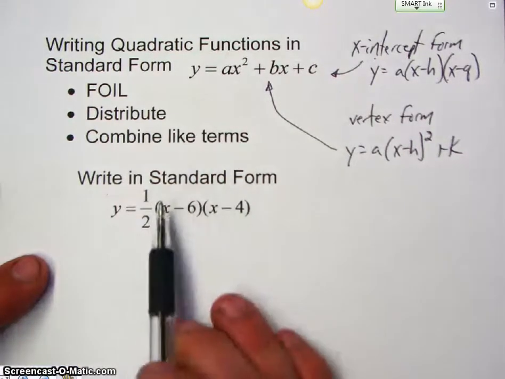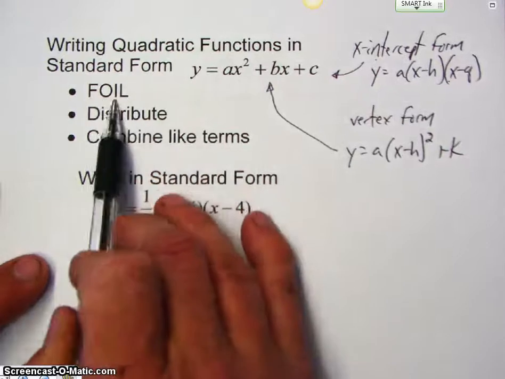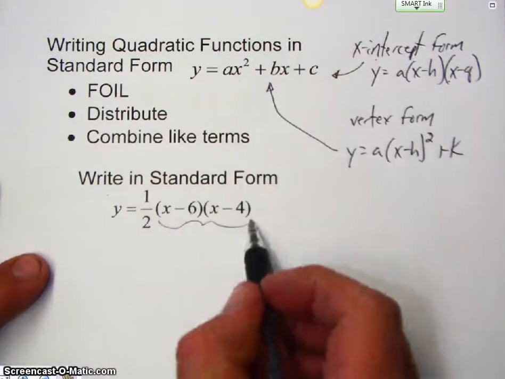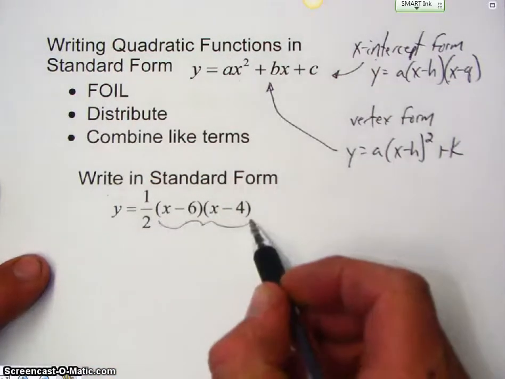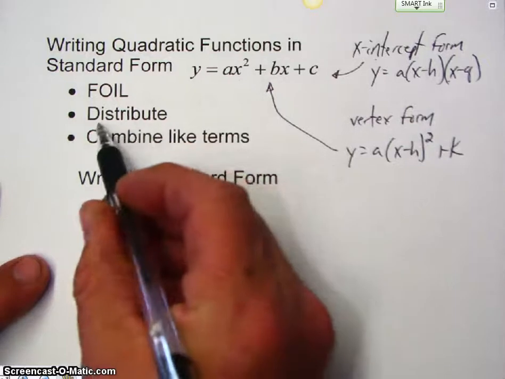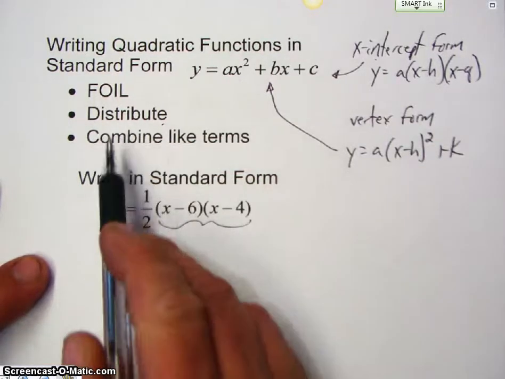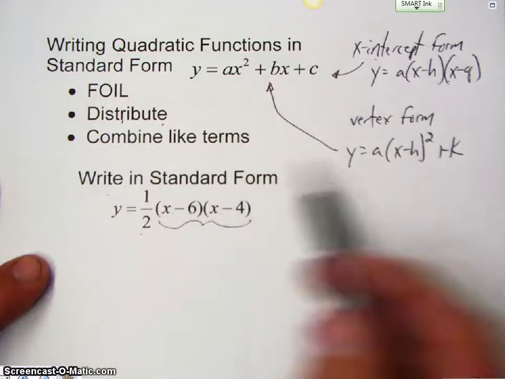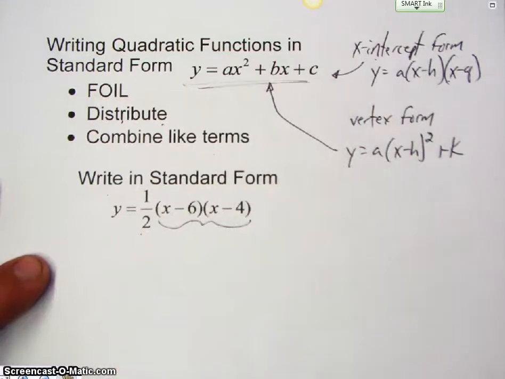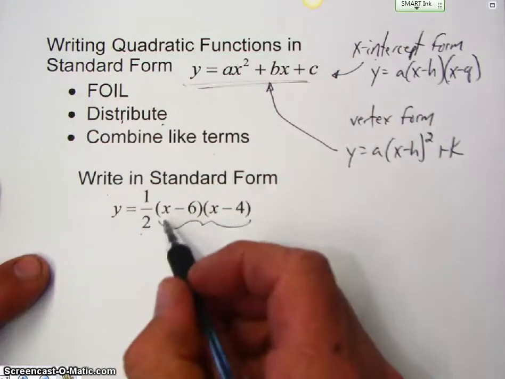Alright. So what we're going to do is, the first step is you FOIL first. In other words, we're going to multiply this out. Once you do that, then we're going to distribute. So we're going to take the 1/2 and we'll multiply it through. And after that, we'll combine all like terms, and it should be in that form.